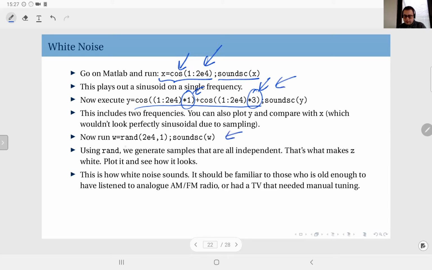Now I'm defining a random signal, and you see rand is uniform, right? I'm using this to produce 20,000 samples, but remember the function rand produces independent random variables, independent outcomes. All of these 20,000 outcomes are independent of each other. So what I have here is white noise. Just display this and execute this, and you will hear what white noise sounds like, which you probably already know. I'm going to leave this to you.